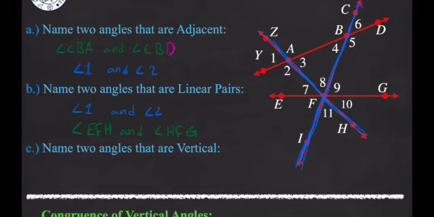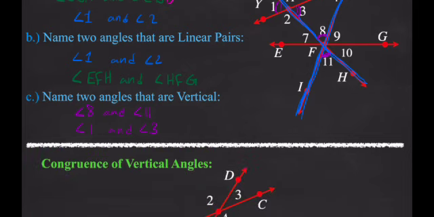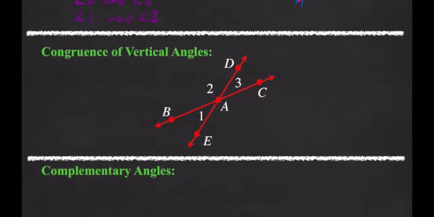So let's find the angles that are non-adjacent. Isn't angle 11 and angle 8 non-adjacent? They share a vertex, but they're non-adjacent. So we can say angle 8 and angle 11 are vertical. We could also look at angle 1 and 3. There are lots and lots of examples. 2 lines cross, vertical angles. So angle 1 and angle 3 would be vertical in this situation. There's lots in that example.